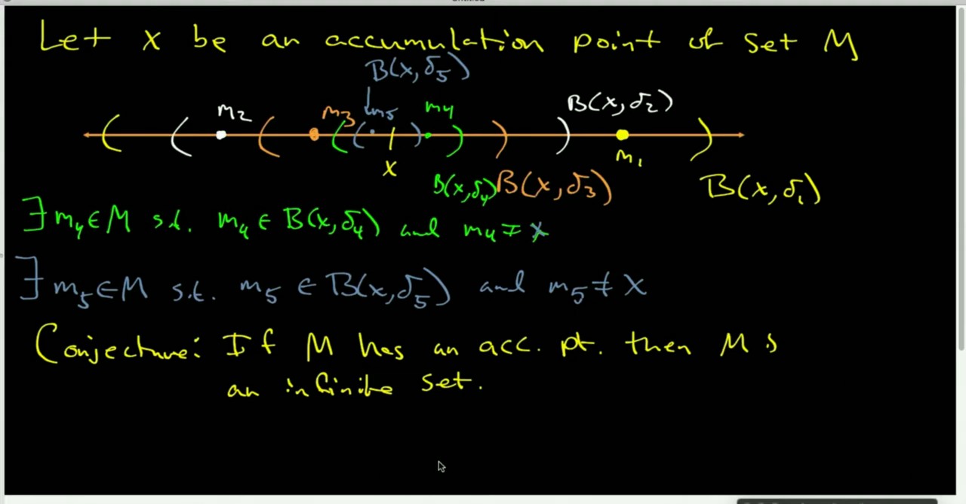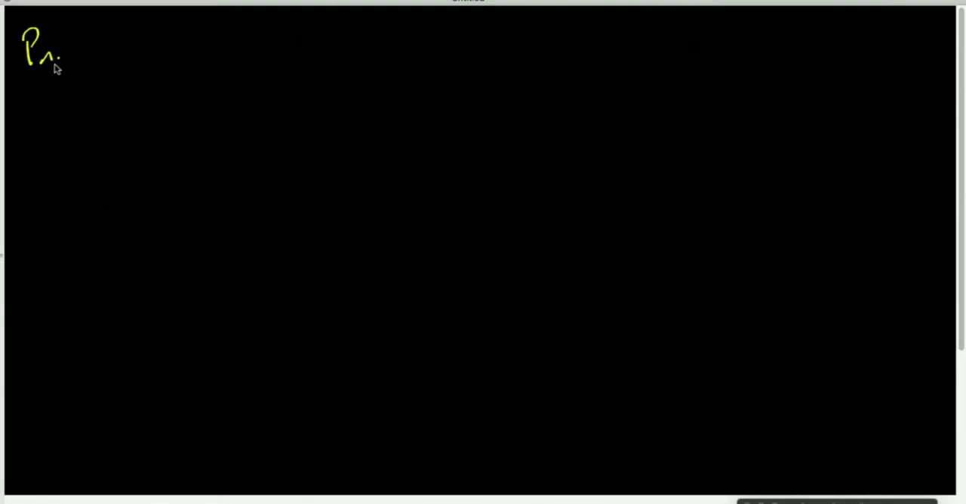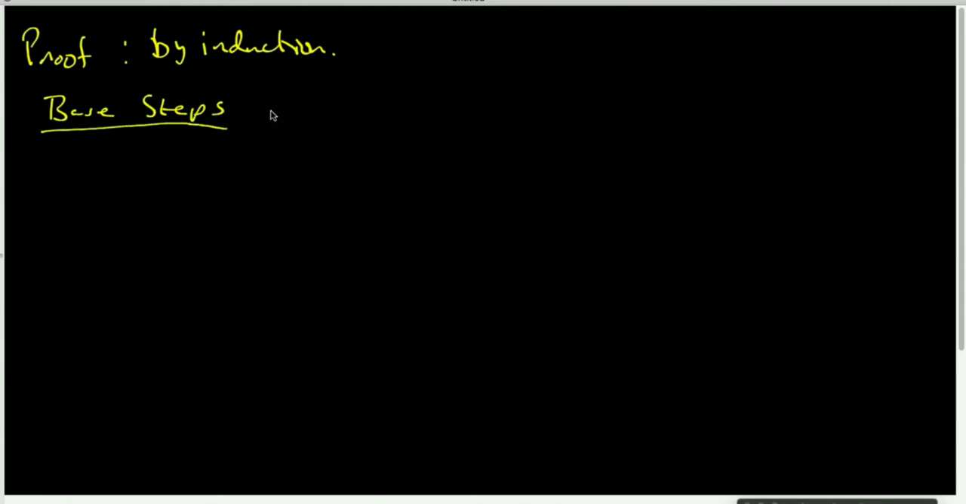The idea here is that we want to prove that this process of building these nested delta balls never ends. And if it never ends, then we do indeed get an infinite subset of points all belonging to M. Now, an induction proof requires a base step and an induction step. The base step is simply the previous video. So the proof of our conjecture is by induction. And we want to observe that the base step, and actually it's base steps because I've done several of them, is the previous video.